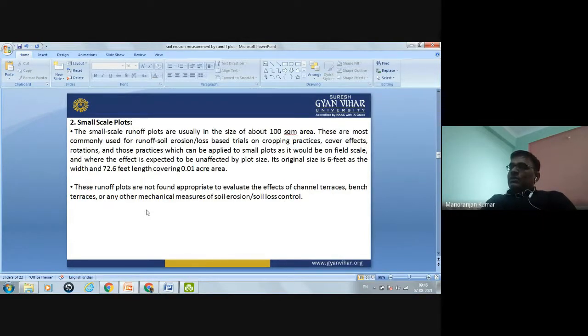Second is the small scale plot. The small scale runoff plots are usually about 100 square meters in area. These are most commonly used for runoff, soil erosion or soil loss based trials on cropping practices, cover effect, rotation, and those practices which can be applied to small plots as they would be on field scale, and where the effect is expected to be unaffected by the plot size.